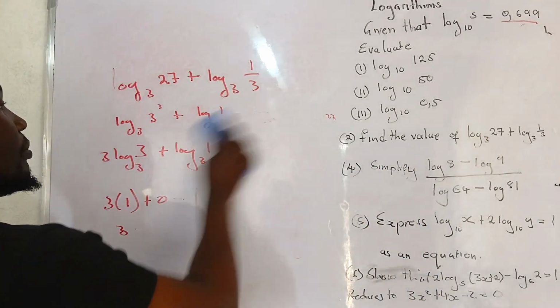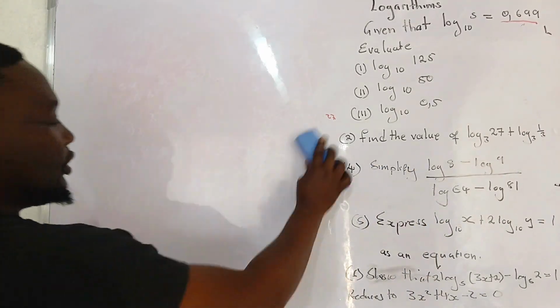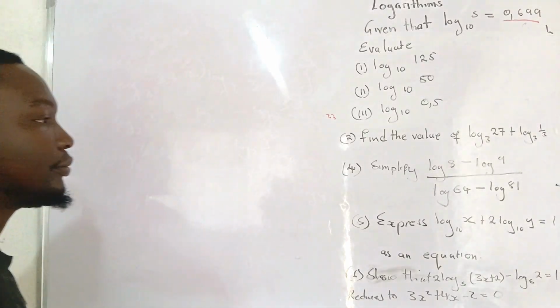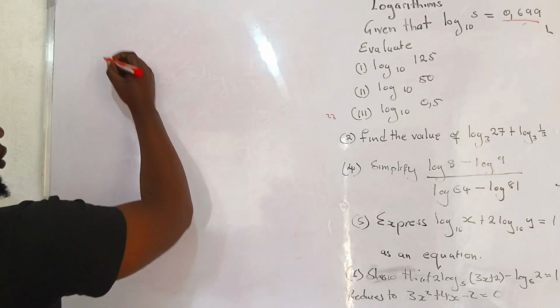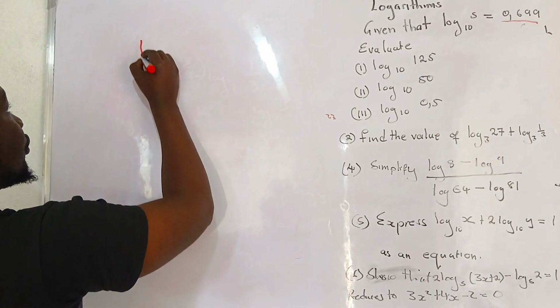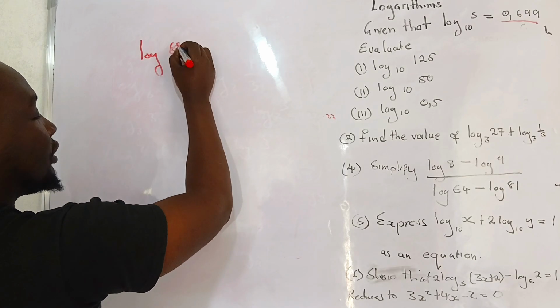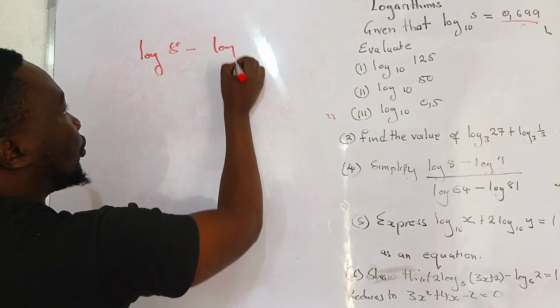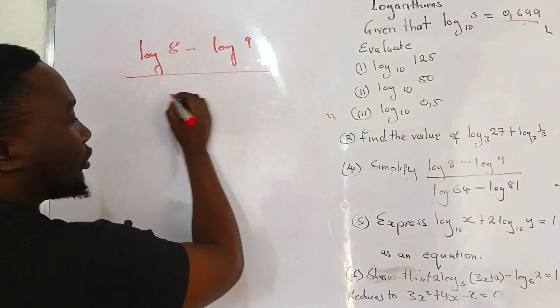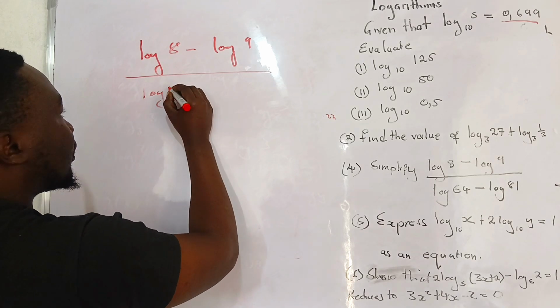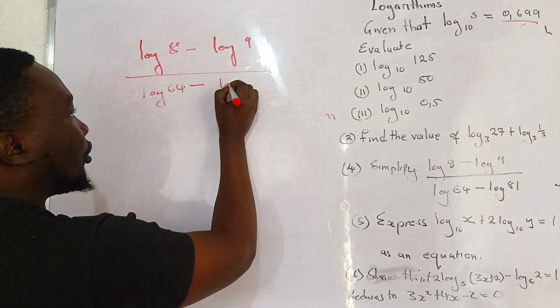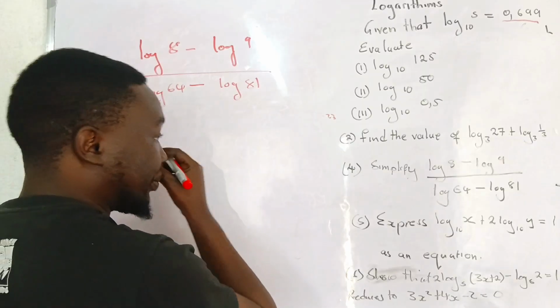Let's move to number 4. So we have to simplify log 8 minus log 9 over log 64 minus log 81.